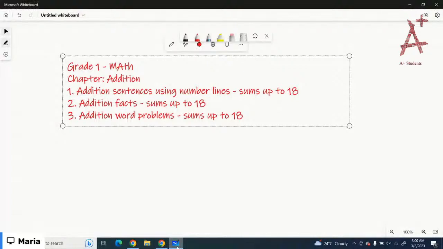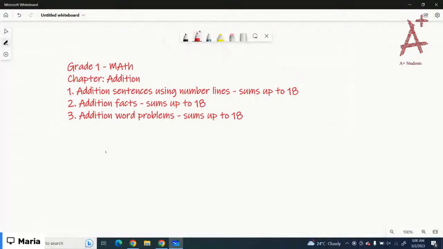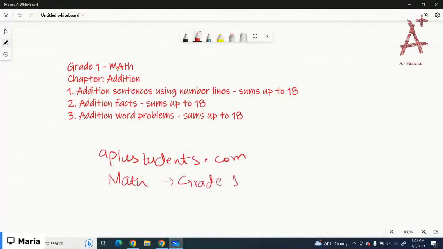So we're going to start with grade 1 maths. You can find all the lessons on aplustudents.com. You have to log in there using your email address and the password provided by the administrator. Then you have to select math from the subject tab, scroll down to grade 1 and then click on your lessons.